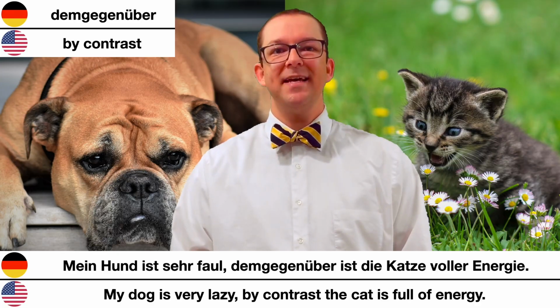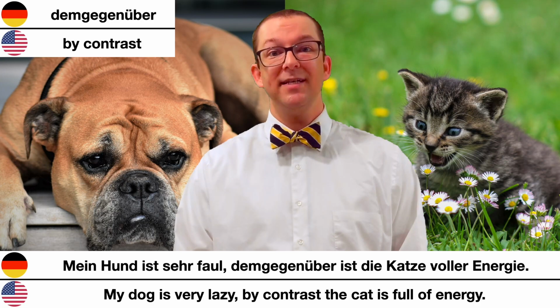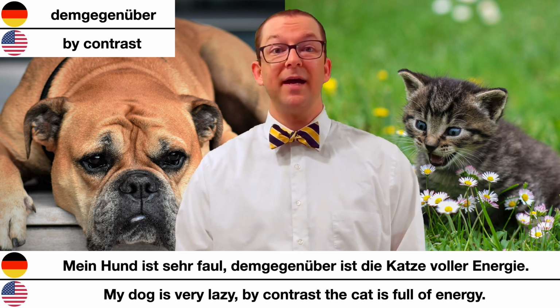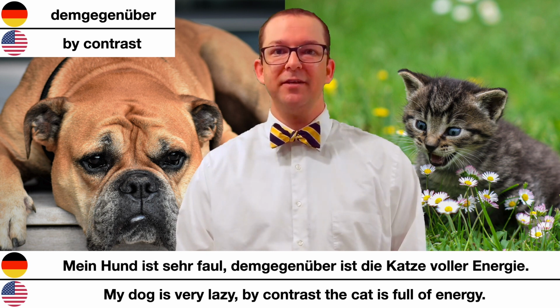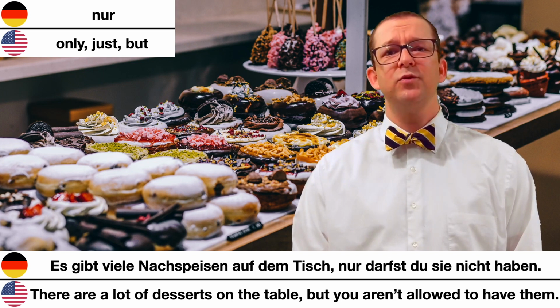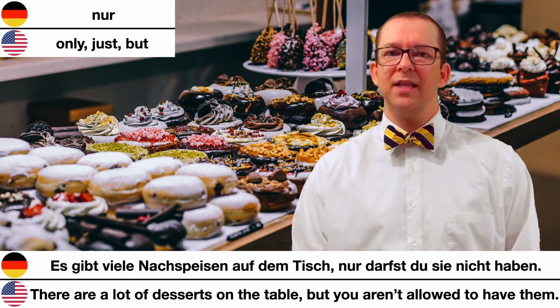Mein Hund ist sehr faul. Demgegenüber ist die Katze voller Energie. My dog is very lazy. By contrast, the cat is full of energy. Es gibt viele Nachspeisen auf dem Tisch. Nur darfst du sie nicht haben. There are a lot of desserts on the table, but you aren't allowed to have them.